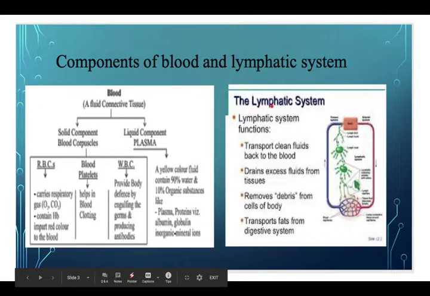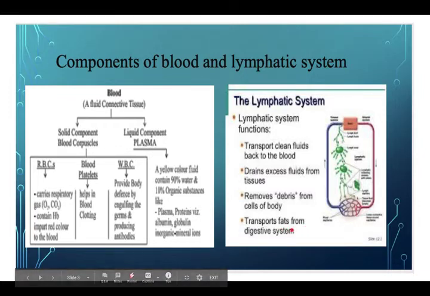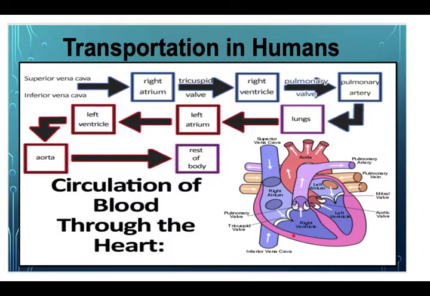One more system that also helps in the transportation of certain elements in our body, and is part of our immune system, is the lymphatic system. Its functions are to transport clean fluid back to the blood and to drain excess fluid from the tissue. That's why it is also known as tissue fluid. It removes debris from the cells of the body and transports fats from the digestive system. Now come to the next slide.